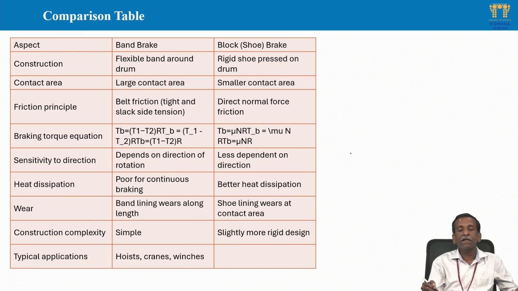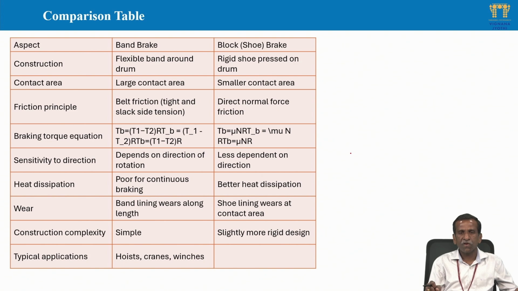In the case of band brake we will have braking torque depending on direction, and in the block brake it depends less on direction. Actually we have seen that also. Heat dissipation: because of more contact area, band brake is poor for continuous braking, and block brake has better heat dissipation with less contact area. The band lining wears along its length and the shoe lining wears at the contact area. Construction complexity: band brake is simple, and block brake needs a slightly more rigid design. Applications we have seen.